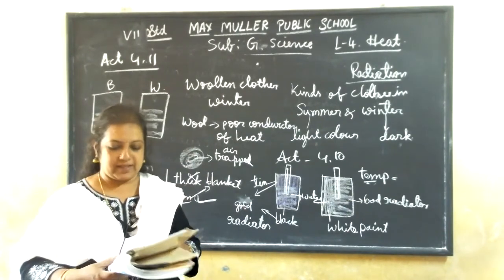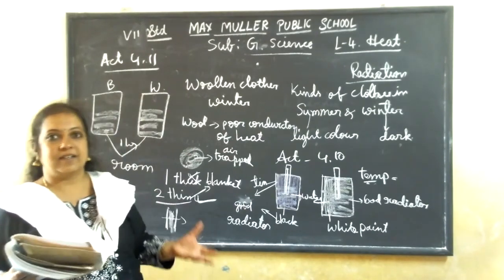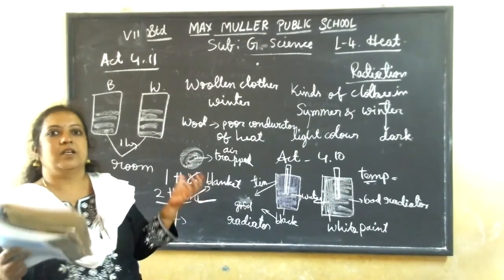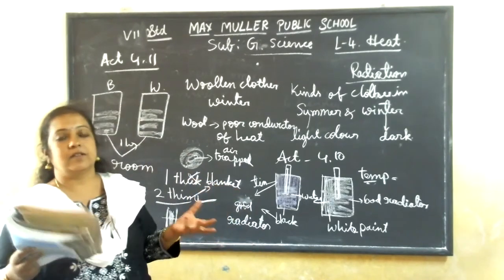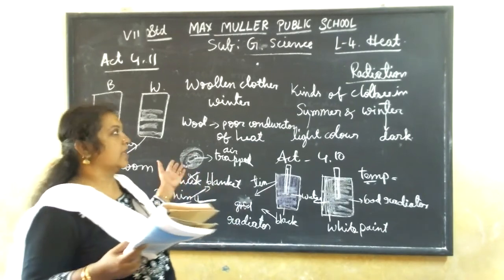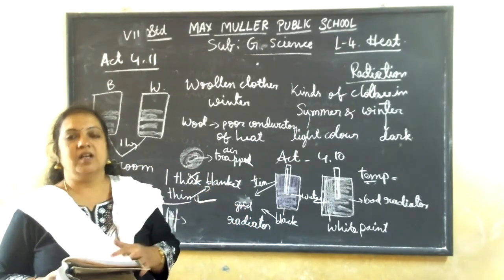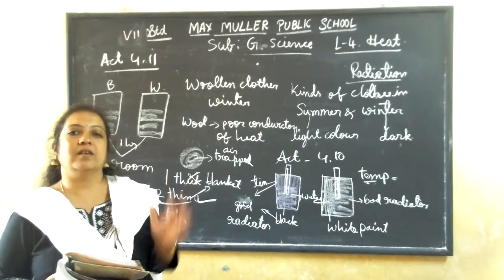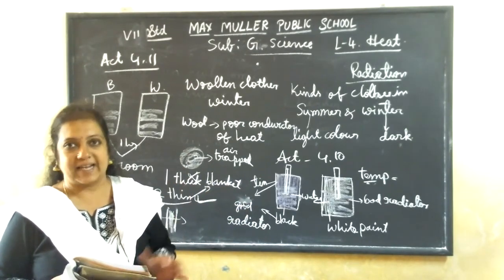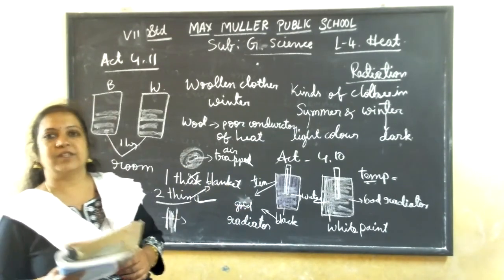Understand? So this is about black and white colors as absorbers, what type of clothes you have to wear in winter and summer season, and how the radiation occurs from the sun. This is all about the third process of heat transfer, that is, radiation.